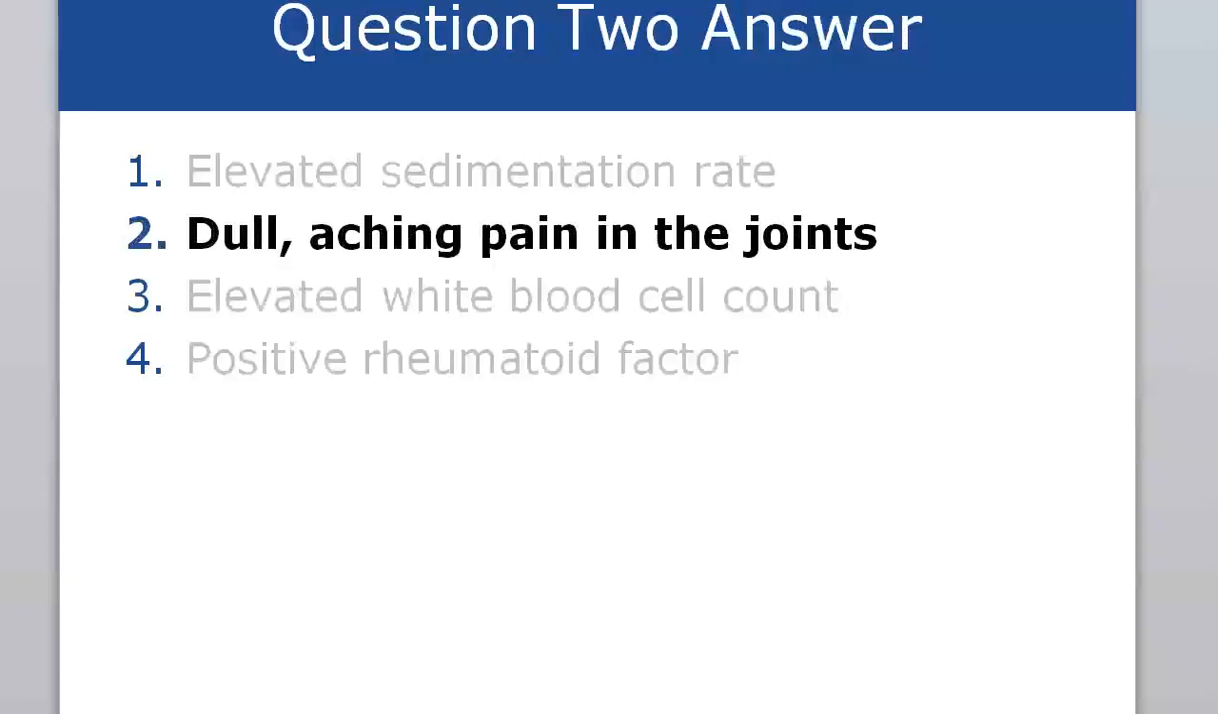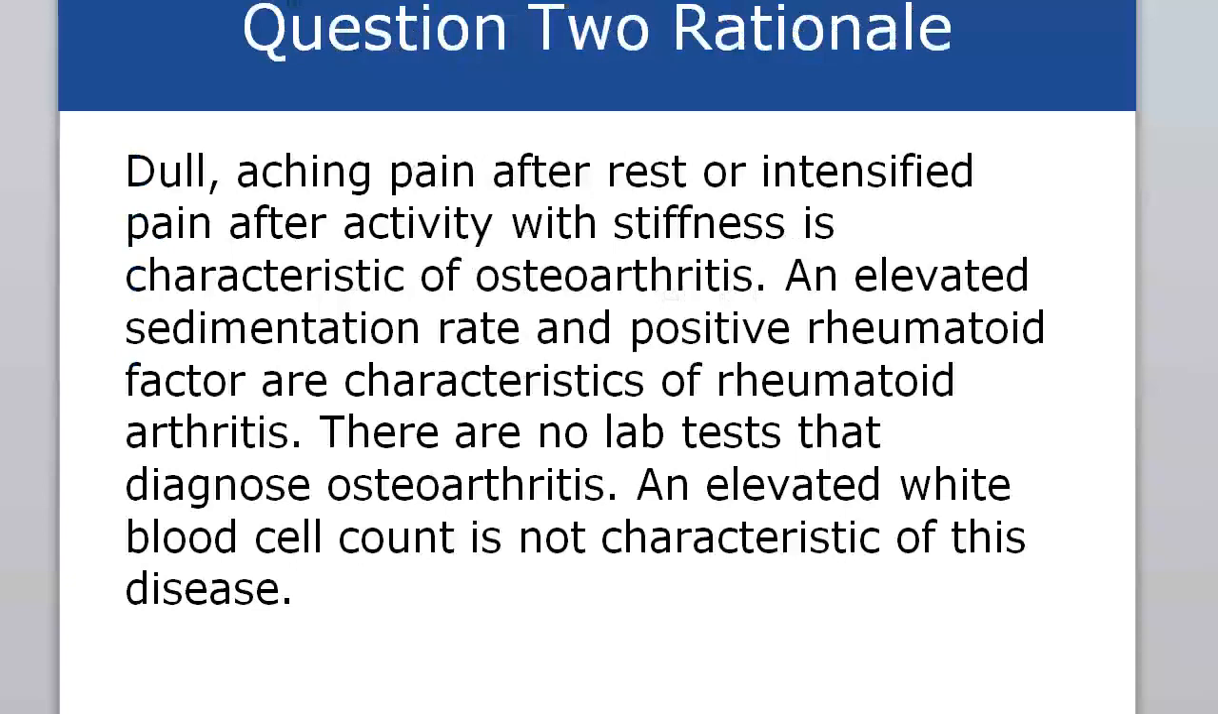And the answer is dull aching pain in the joints. Dull aching pain after rest or intensified pain after activity with stiffness is characteristic of osteoarthritis. An elevated SED rate and positive rheumatoid factor are characteristics of rheumatoid arthritis, not osteoarthritis. And there are no lab tests that diagnose osteoarthritis, and an elevated white blood count is not characteristic of this disease. Think back to our immunity. That's what we look at for any type of infection. Which of the white blood cells are elevated gives us a clue as to what is causing the infection.